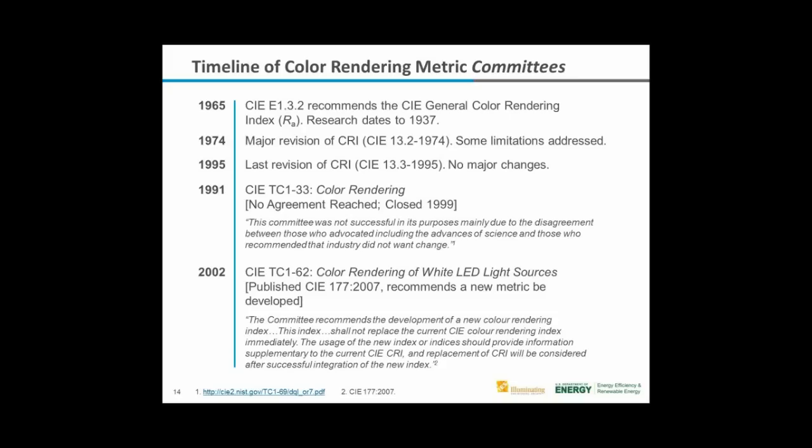So the next CIE Technical Committee, color rendering of white LED light sources, was not intending to develop a new metric, but it was examining the performance of CRI, and it recommended that a new metric be developed. And a quote from that group: "The committee recommends the development of a new color rendering index. This index shall not replace the current CIE color rendering index immediately. The usage of the new index or indices should provide information supplementary to the current CIE CRI, and replacement of CRI will be considered after successful integration of the new index."